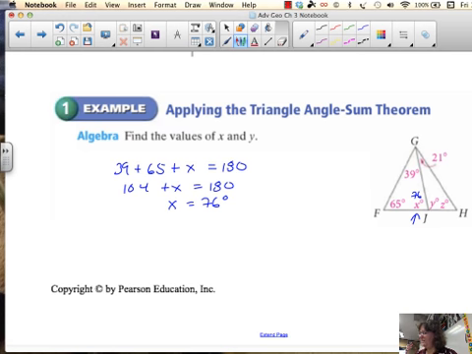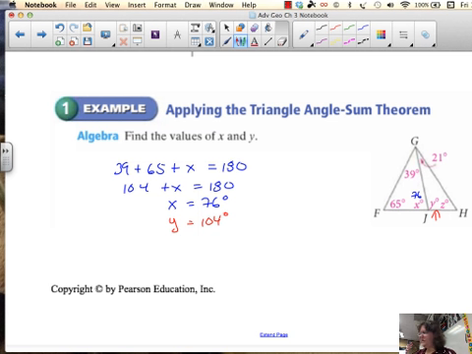And then probably the easiest thing to do is not even to use triangles at this point. X and y have to be supplementary. So that angle right there, y, must also be 104 degrees because it's supplementary to that 76.